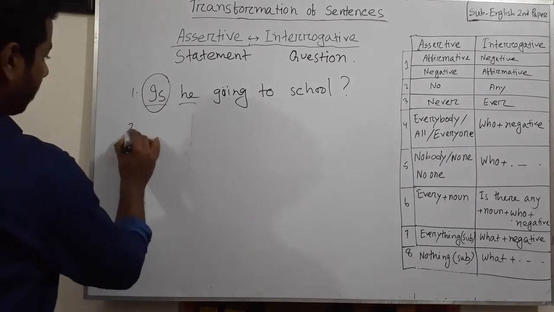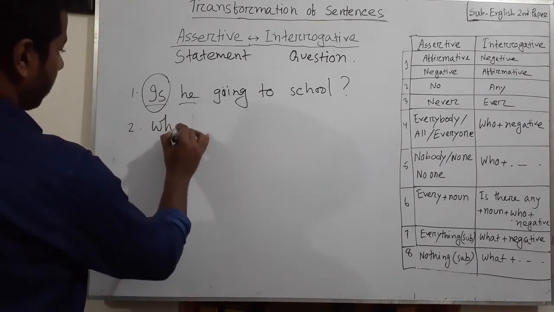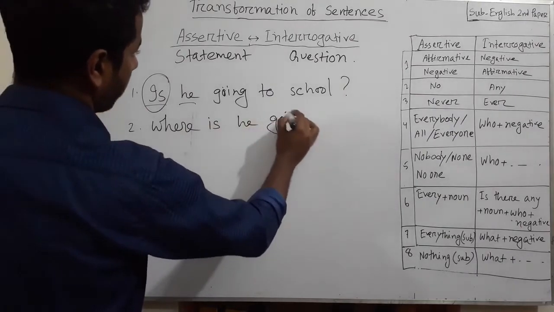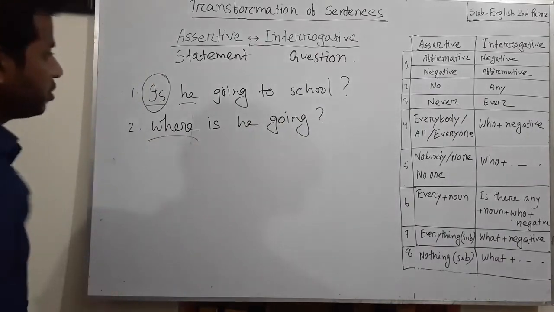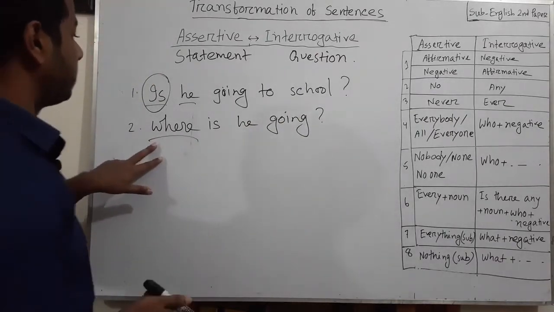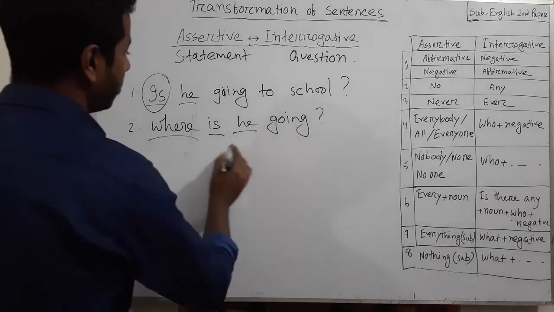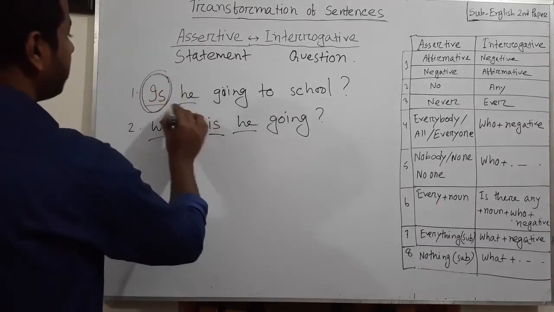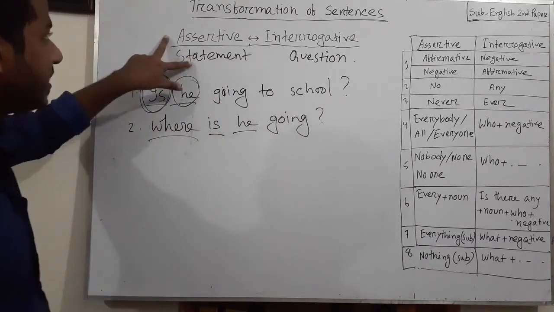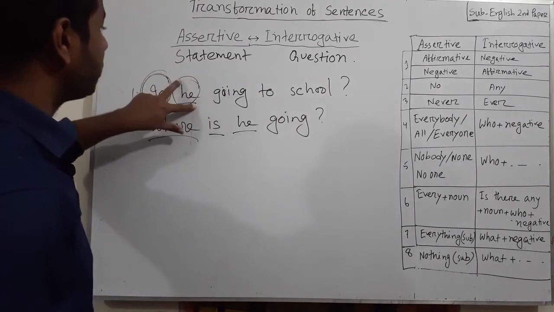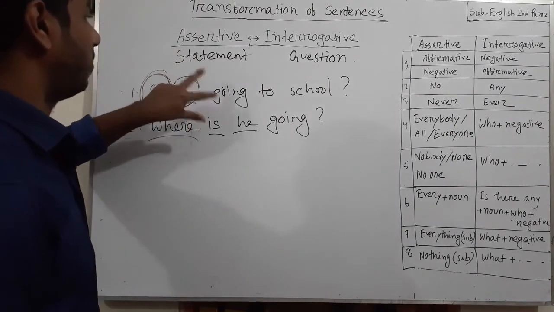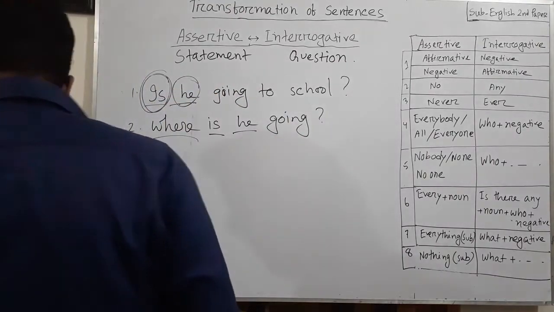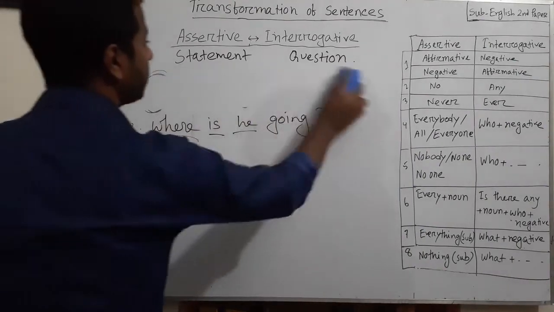And another way, WH word. A question sentence starts with WH word, then auxiliary verb, then subject. So the most important thing is in question sentence there is auxiliary verb before the subject. Okay, and in assertive sentence the sentence starts with subject, then auxiliary verb, main verb will be after the subject. Okay, so this is the basic difference of assertive sentence and interrogative sentence.